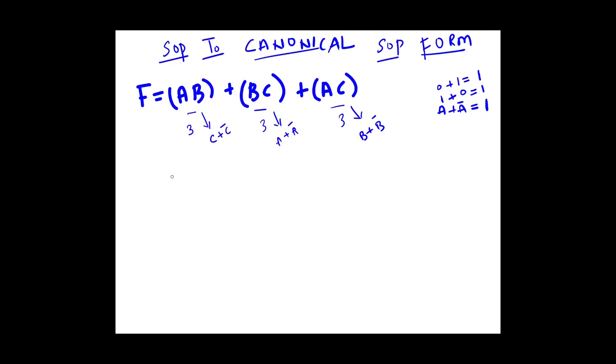So my next step would be: this is AB, so A into B into C plus C bar.